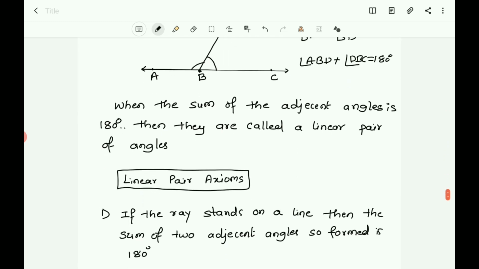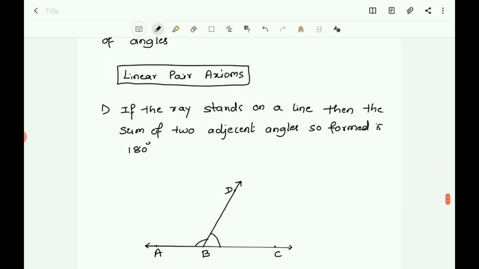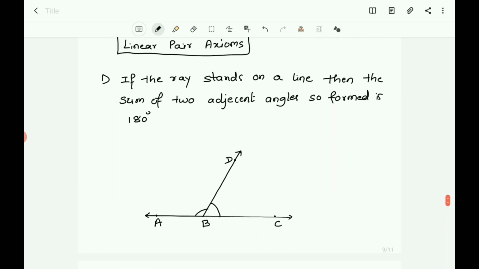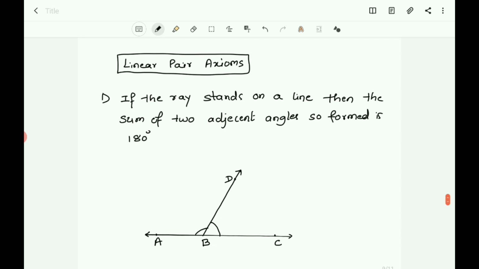Next, linear pair axioms. There are two linear pair axioms. First axiom is, if a ray stands on a line, then the sum of two adjacent angles so formed is 180 degree.